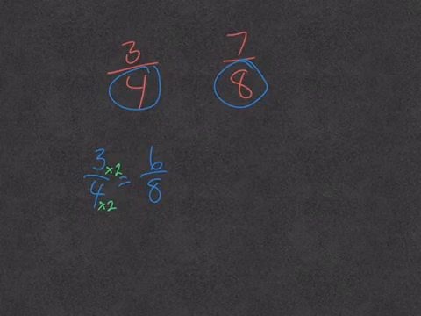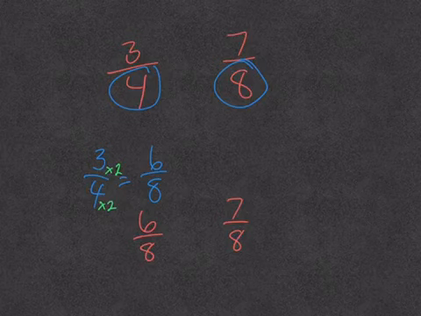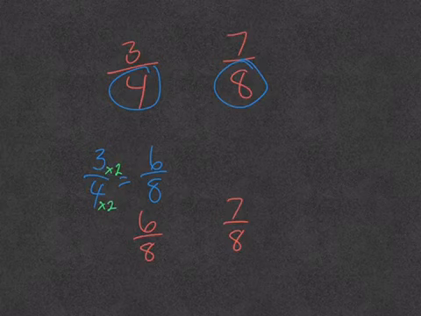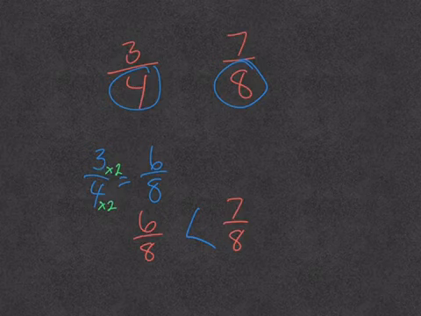Now I can compare 6/8 to 7/8. Obviously, with the same denominator, all I do is compare numerators, and 7 is more than 6. So 6/8 is less than 7/8. So that is one way that you could use to compare fractions with different denominators. The next one I'm going to show you is not as easy because there might not be a multiple for it. So let me show you that one.